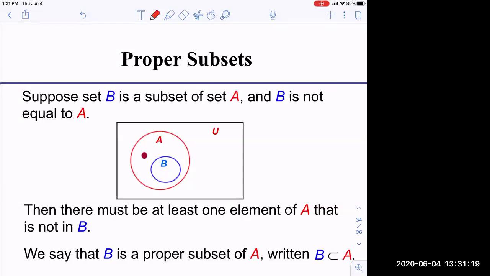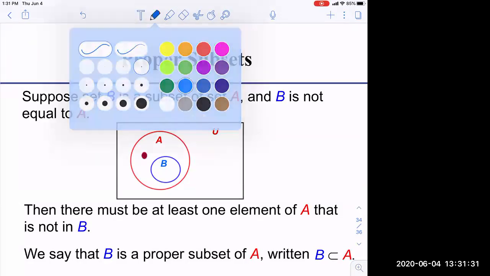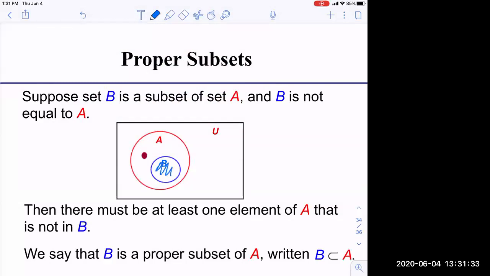Proper subsets. Notice here we have our universal set. We have the set A. So B is living inside of A on the Venn diagram here. But notice there's an element in A that's not in B. So B is a proper subset. And we drop a little dash. And so B is a proper subset of A.